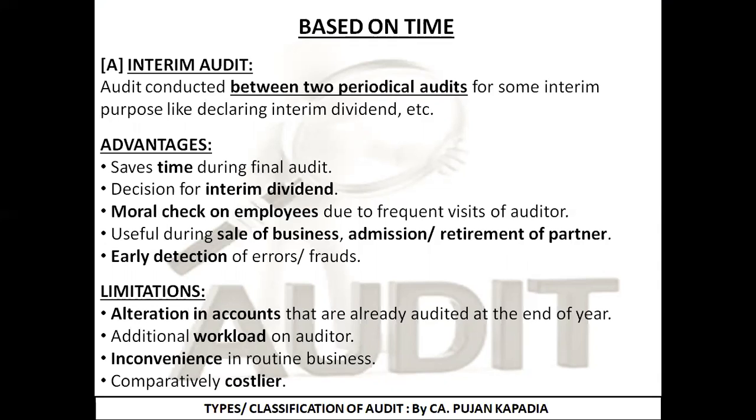As I have told you, it can be declaration of interim dividend. It may be submission of the quarterly financial statements to some authority. As I have told you, the companies which are listed on the stock exchange need to submit their audited quarterly financial statements to SEBI, the Securities and Exchange Board of India. So again, there comes a requirement of interim audit. So basically, what is interim audit? When the audit is taking place between two periodical audits, then it is known as interim audit. Then we looked into the advantages and limitations for this.